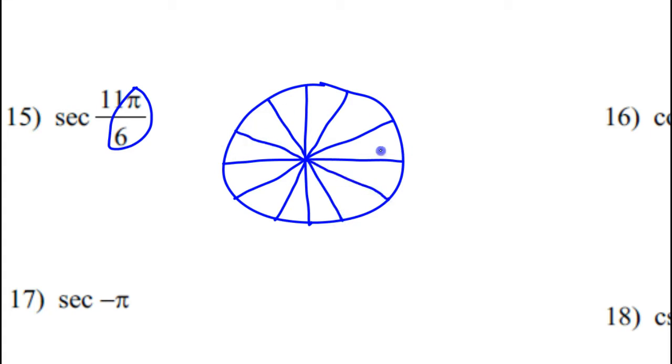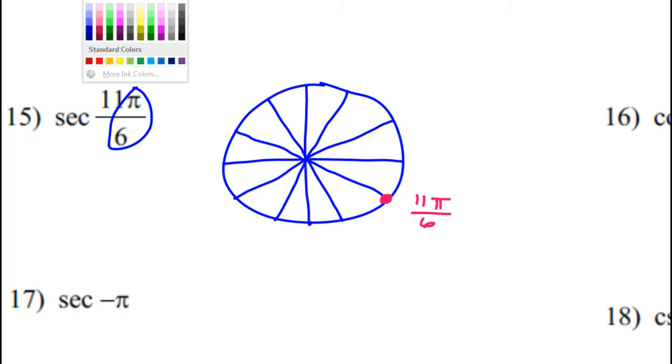Okay, so just looking at the top half, which is pi, I've split it into 6 pieces. So that means each one of these is pi over 6. So anyway, this is 11 pi over 6. So this is 1, 2, 3, 4, 5, 6, 7, 8, 9, 10, 11 pi over 6 is right here. Okay, in the fourth quadrant. So now let's go ahead and solve this thing.